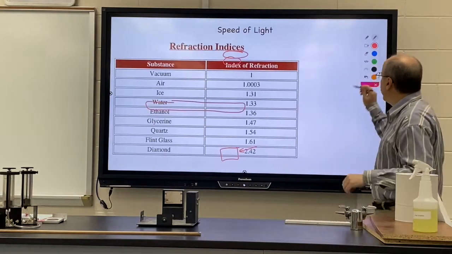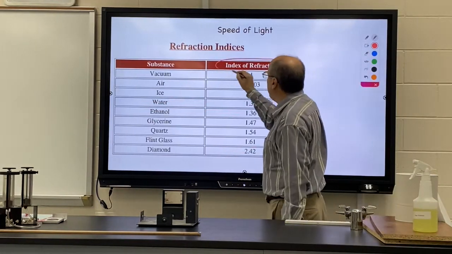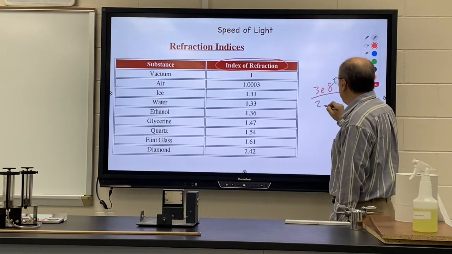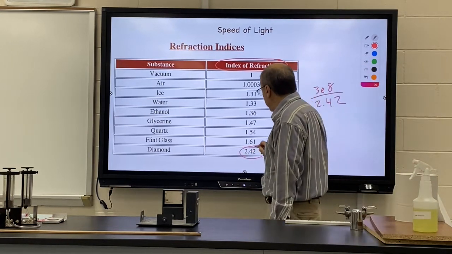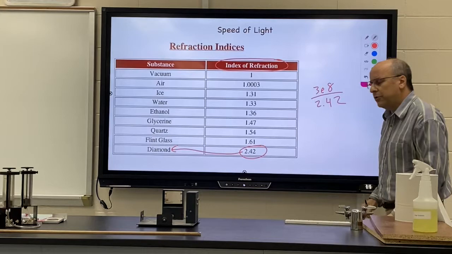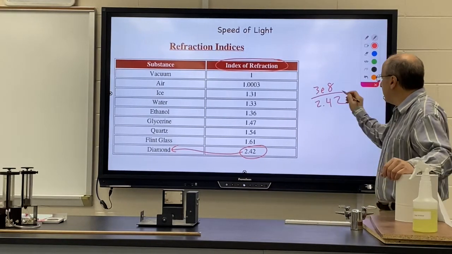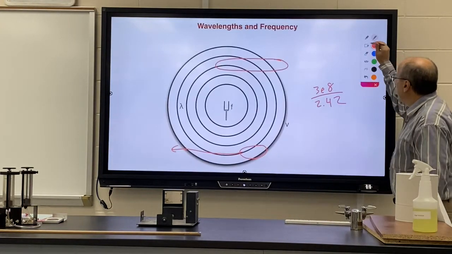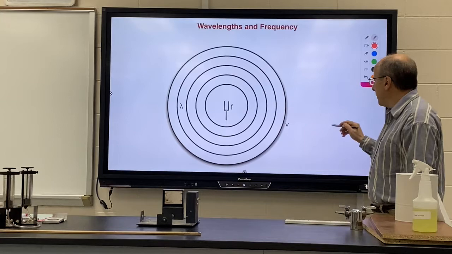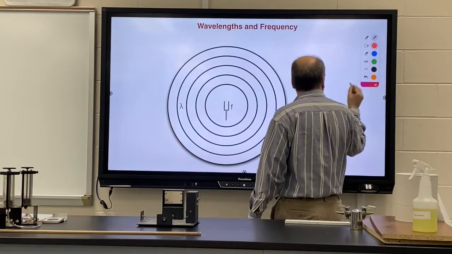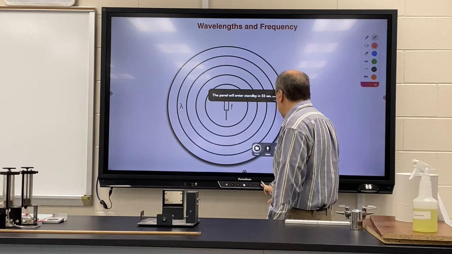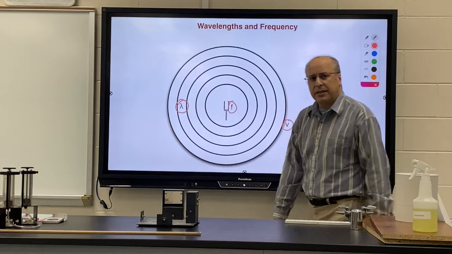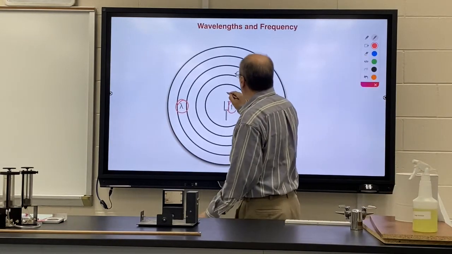With light, it's a little trickier. You figure out the speed of light in a material with the index of refraction. You take the speed of light and you divide by the index. So for diamond, we would divide by 2.42, and that would tell us how fast the light travels through diamond. As a final thing to remember, the connection between velocity, frequency, and wavelength. Frequency is determined by the source.